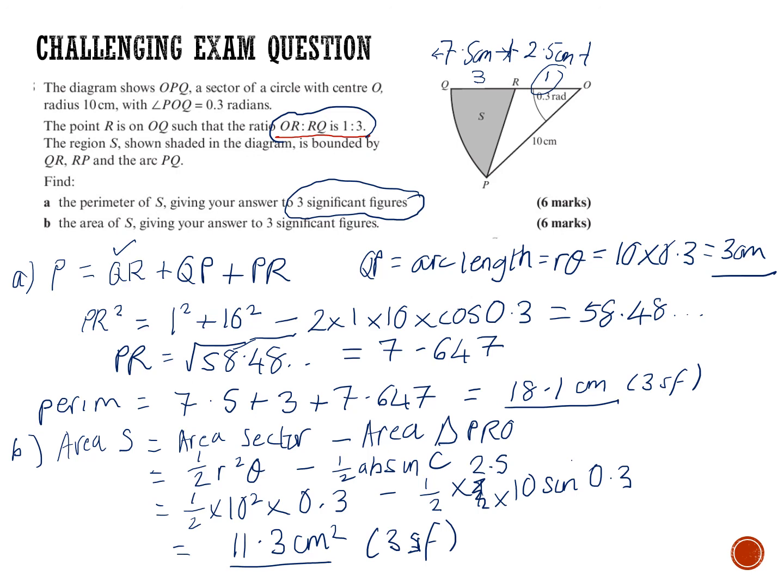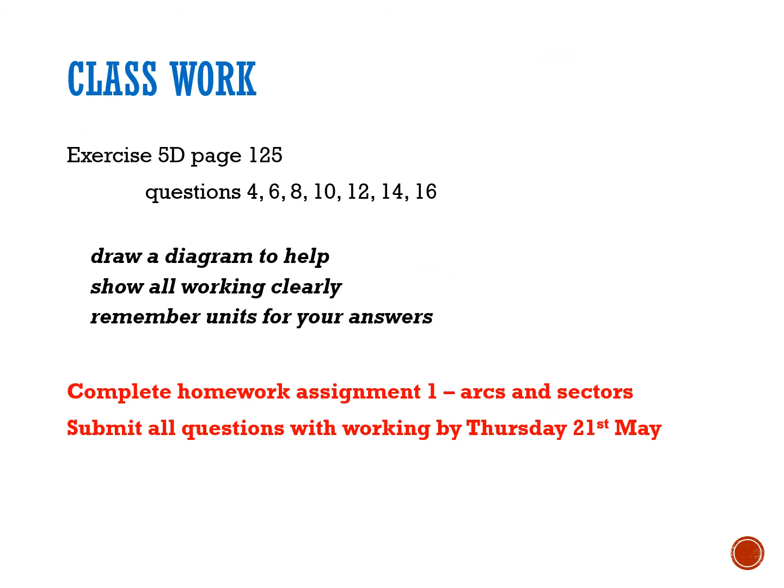Okay, right, over to you. You've got a reasonable amount of work to do. What I would like you to do first, please, before you do the homework assignment, is complete these questions from exercise 5D, 4, 6, 8, 10, 12, 14, 16. So you complete them, you mark them from the back of the book. If you have any problems with them, either check out the worked solutions or I will be going through them next week at our Teams meeting. Then we finish the arc lengths and areas of sectors.